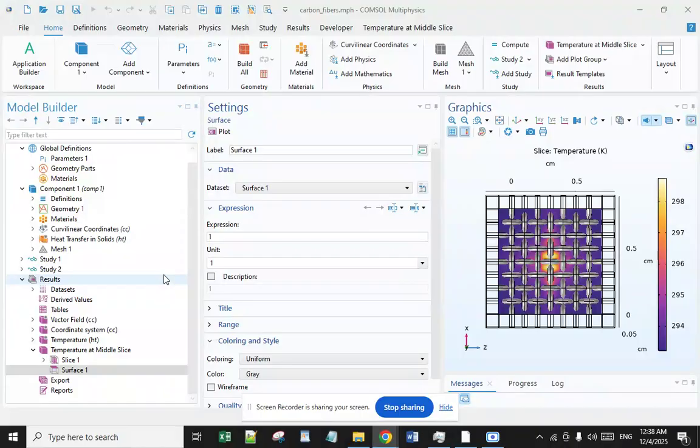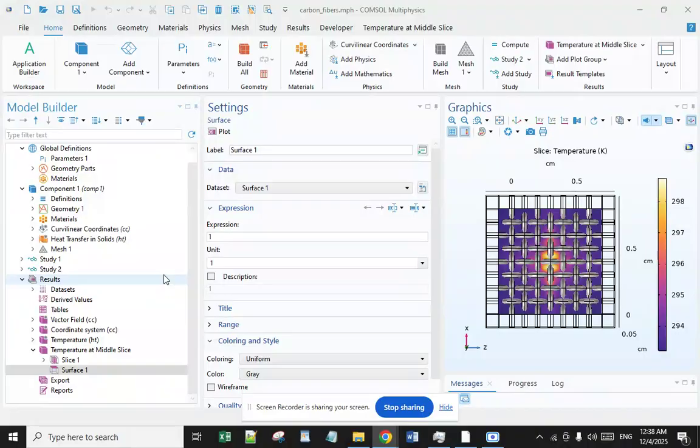And the next one is the weave pattern. Different weaving patterns like twill or non-crimp fabrics affect the packing of fibers and can alter the through-thickness thermal conductivity. And what about the applications?